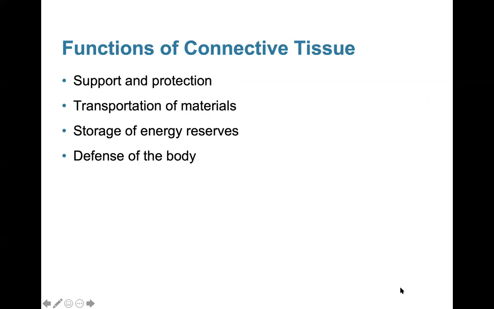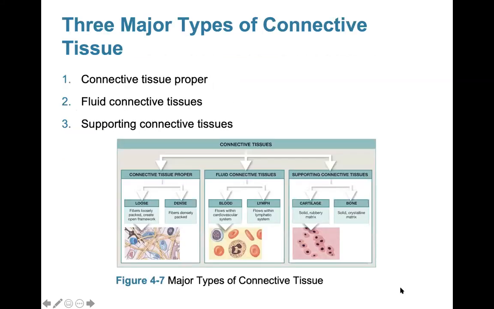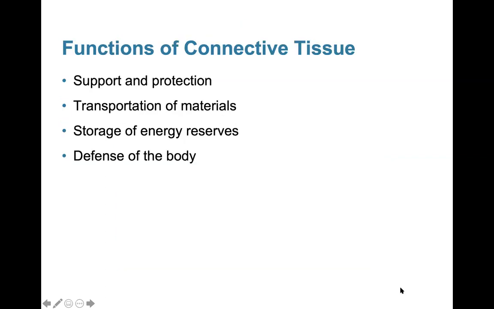The functions of connective tissue are that of support and protection, transportation of materials, storage of energy reserves, and body defenses. And what we mean by that, for support and protection, bone and cartilage are types of connective tissue, and they provide physical support for the body. Transportation of materials, blood is a connective tissue, and that transports nutrients, oxygen, waste products around the body. Storage of energy reserves, this would be fat or adipose tissue. And then defense of the body, this could be blood, again, with your white blood cells.